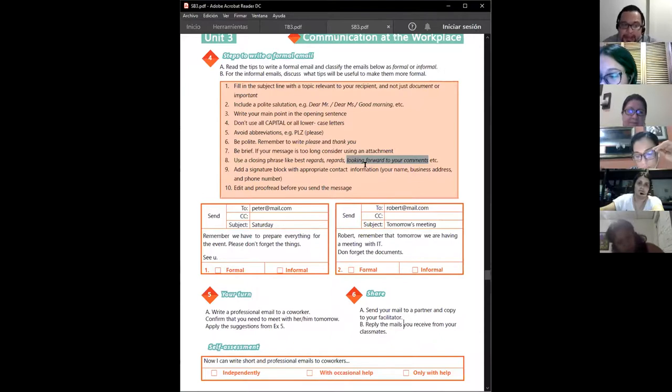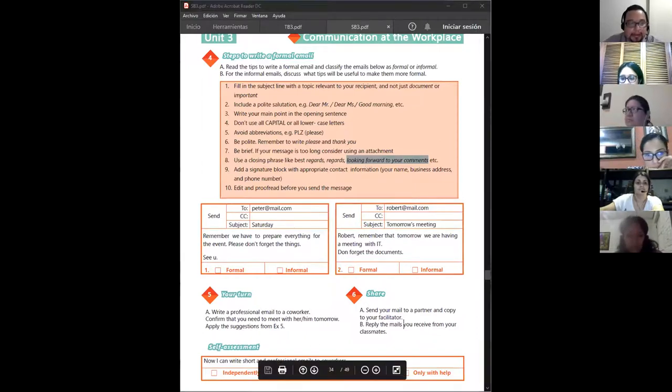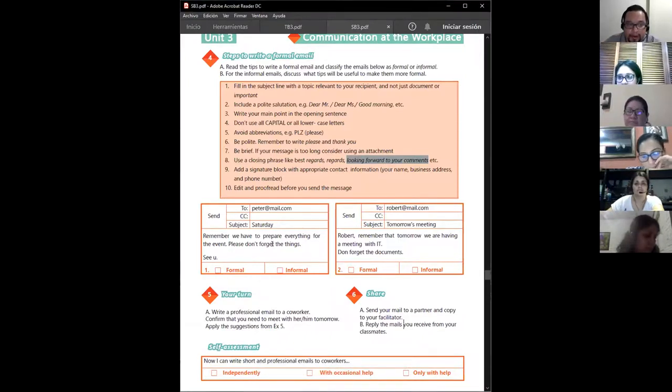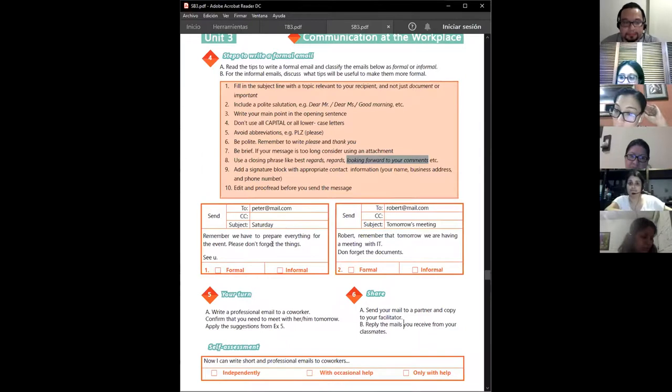The first email is formal or informal? Informal. Yes. Is formal or informal? That is informal. Very good. How do you make that formal? ¿Cómo lo harían un poquito más formal? Include a polite salutation. Okay, so you need to include a polite salutation. Very good. What else? What changes?